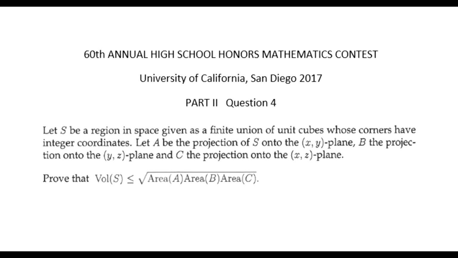Let S be a region in space given as a finite union of unit cubes whose corners have integer coordinates. Let A be the projection of S onto the xy plane, B the projection onto the yz plane, and C the projection onto the xz plane. Prove that the volume of region S is less than or equal to the square root of the product of areas of projections A, B, and C.